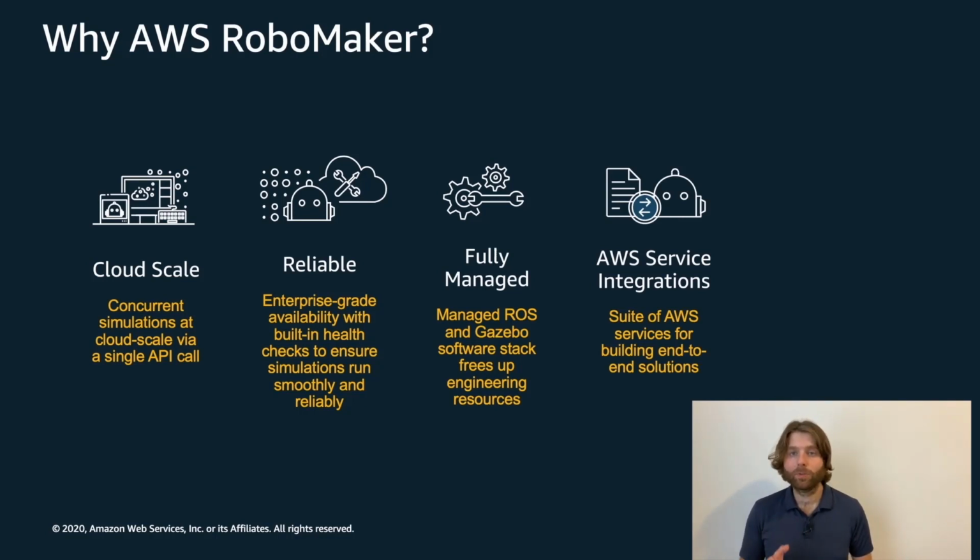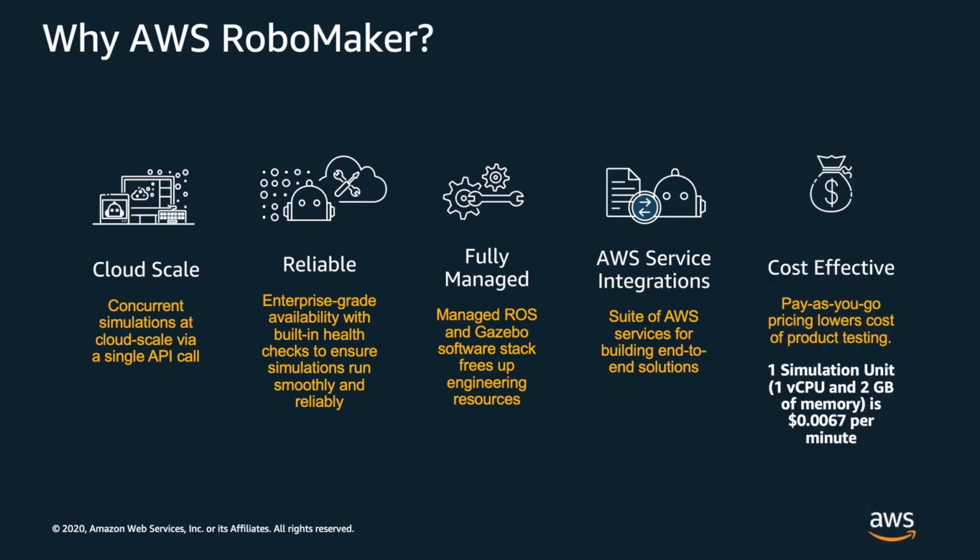RoboMaker is integrated with multiple AWS services, enabling you to easily extend cloud functionality like CloudWatch logs, ML services, data storage and analytics services, and more to your simulations. Finally, with pay-as-you-go pricing, you only pay by the minute for the resources you consume. One simulation unit, or one virtual CPU and 2 gigabytes of memory, only costs about 0.67 cents per minute.